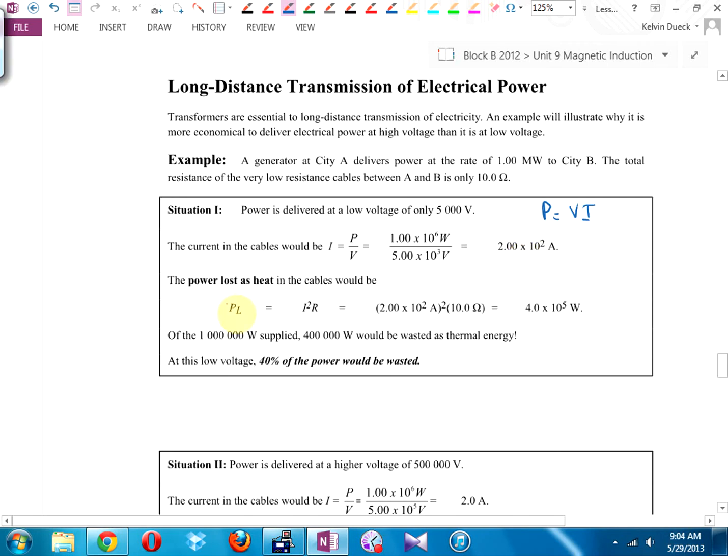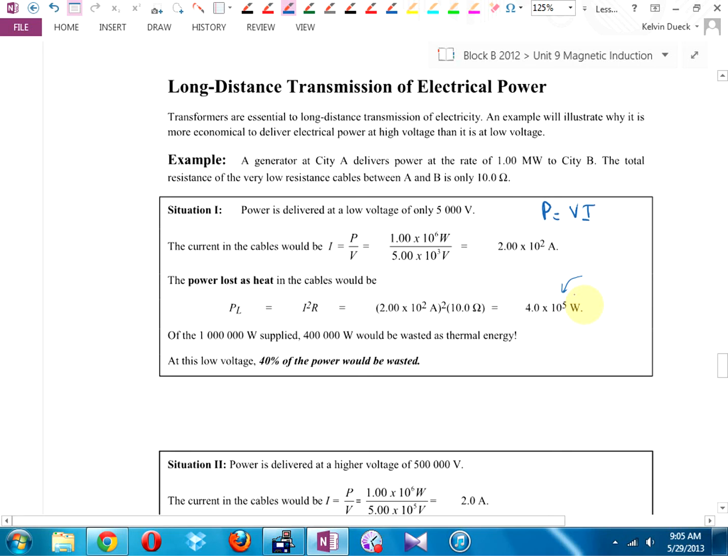How much power would I lose going through those wires? Well, the power loss as heat is going to be, now, where do I lose that power? I lose that power due to the resistance in the power lines, because I'm heating up the power lines. So for me to calculate the power loss, I'm not going to use V times I. I want to use an equation that takes into account the resistance of the power lines. So I'm going to use I squared R, which was the other version of Joule's law that we came up with when you plug in V equals I times R. And you end up with losing 4 times 10 to the 5th watts of power as heat. Of 1,000,000 watts supplied, you lose 400,000 watts. You're basically heating up the air. 40% loss.